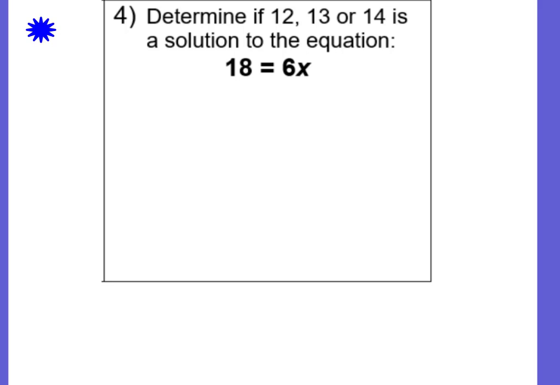And our last problem. There is a mistake here. It says determine if 12, 13, or 14 is a solution. It should actually say determine if 2, 3, or 4 is a solution to the equation 18 equals 6x. So go ahead and pause the video and solve. Come back and check your answer.